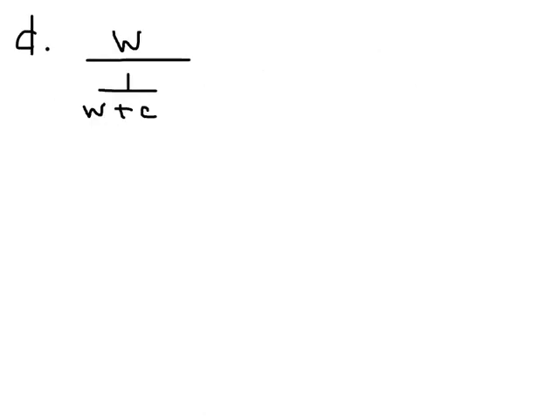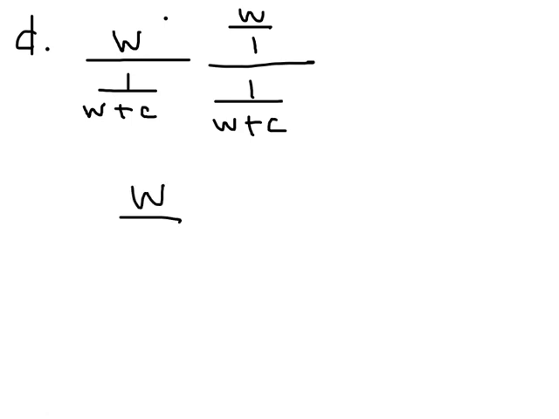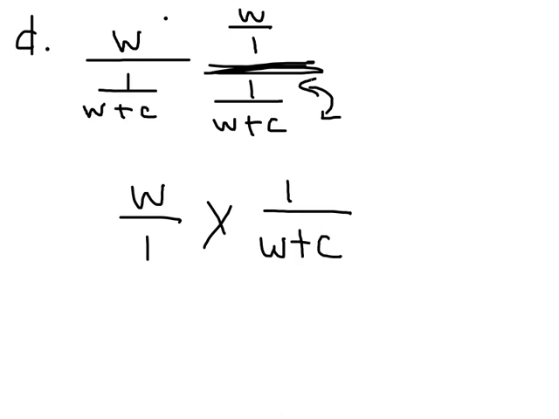All right, now this one looks a little bit different, but don't worry about it. This top number, we're going to go ahead and make it a fraction as well. So let's do that. Now we have two fractions. So we have w over 1 divided by, so I'm going to change the sign to multiplication, and then I'm going to invert this second fraction to 1 over w plus c. These will cross cancel.